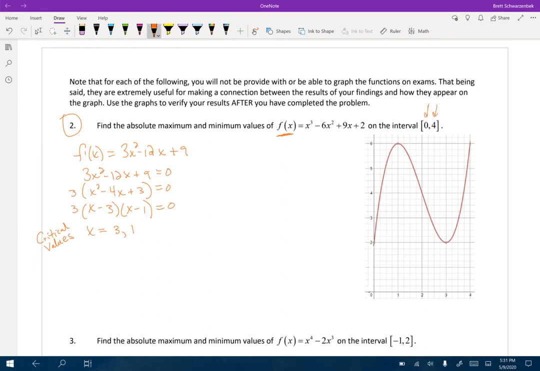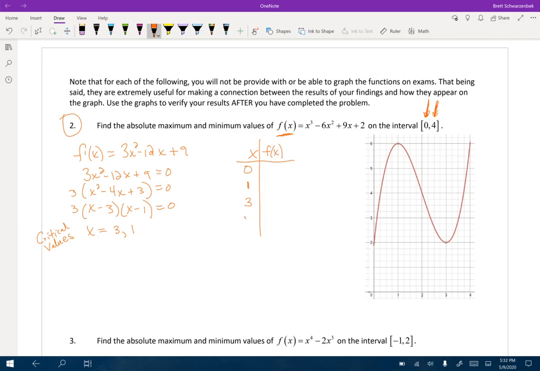So the best way to do this, believe it or not, is to make a simple f of x chart. Okay, so what do we want to do? We want to take our first value of x, which is here on our endpoint, then go to our first critical value, then our second critical value, and then where the graph ends.